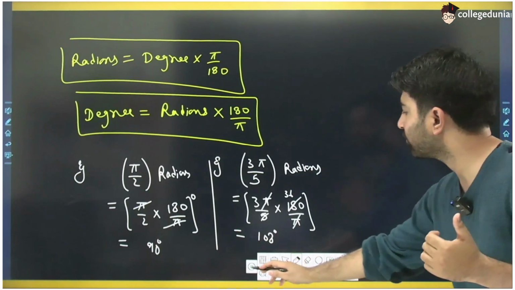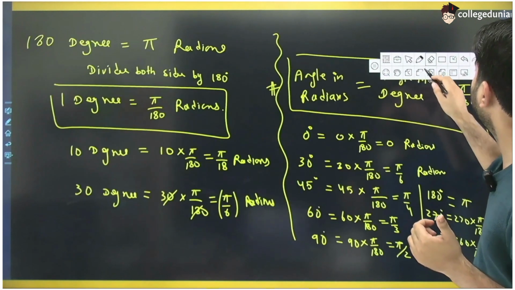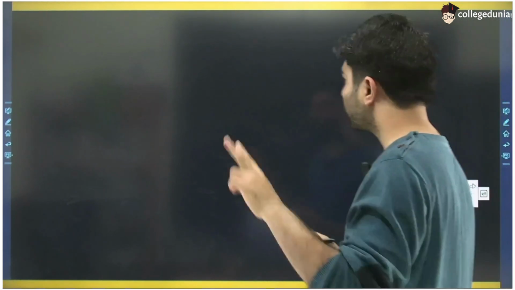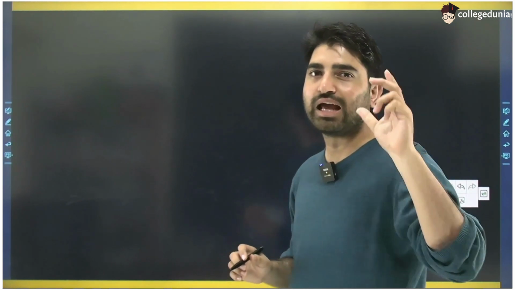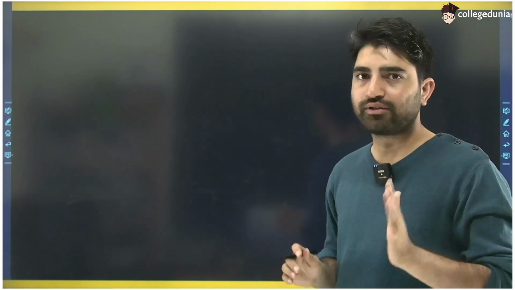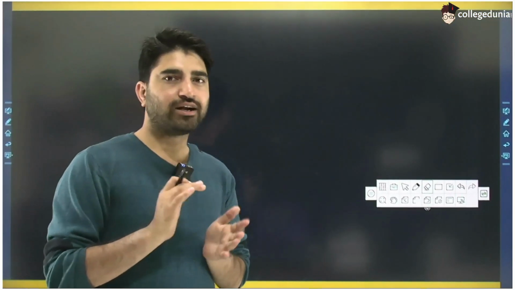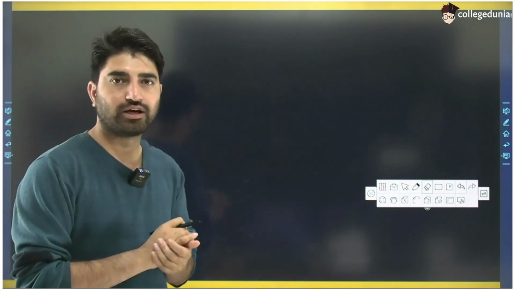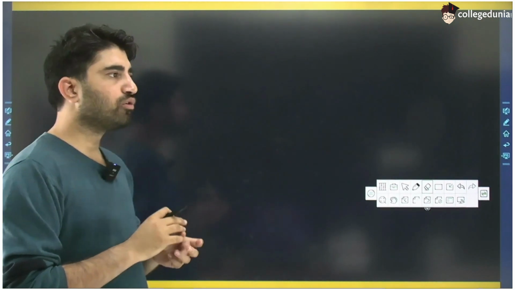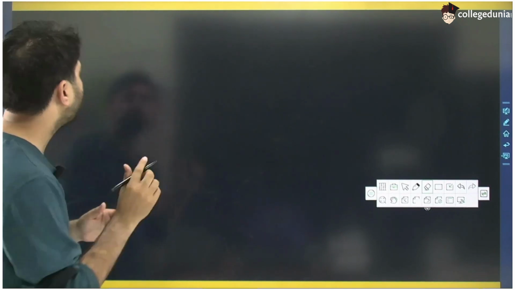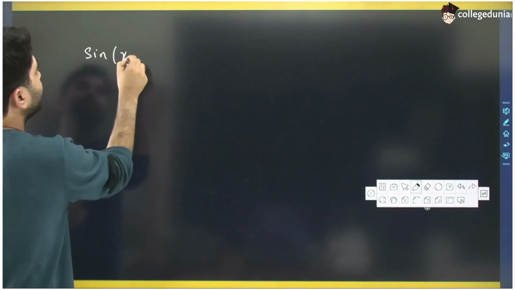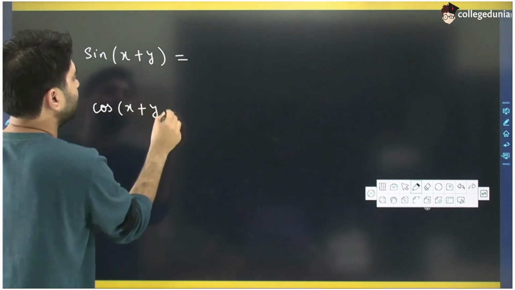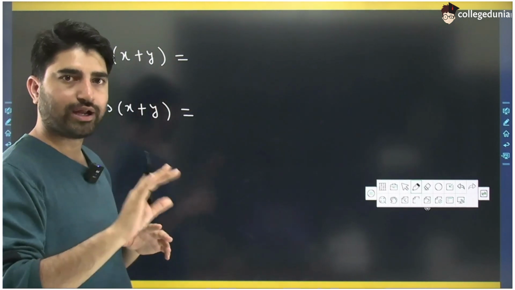Okay. So now this is the method and this is the relation between degree and radian. Now we will be learning two important formulas, the derivation of sin 2x and cos 2x in this video. Okay, so these are two important formulas that we should remember. We should know the formula for sin x plus y. There is an identity of sin x plus y and cos x plus y. These two will be used in the derivation of sin 2x and cos 2x.